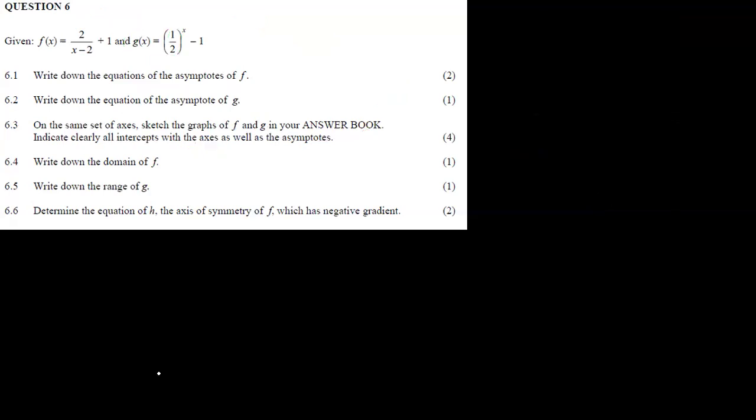So now let's move to 6.4 then. Now 6.4 says to us, write down the domain of f. 6.5, write down the range of g. And 6.6, determine the equation of h, the axis of symmetry of f, which has a negative gradient. You see, guys, let me be honest with you. You see this question, determine the equation of h, which is called the axis of symmetry of f, which has a negative gradient.